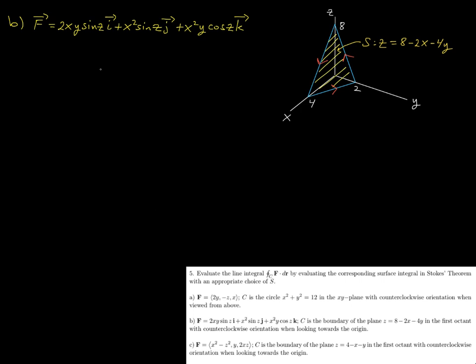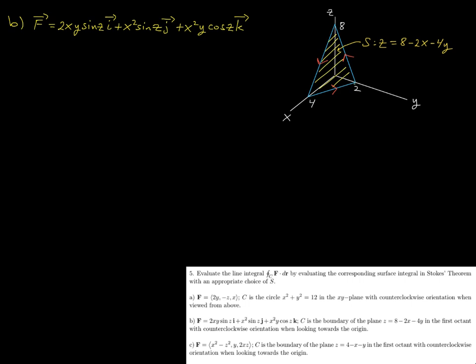So here, our vector field F is 2xy sin z i plus x² sin z j plus x²y cos z k. And C here is the boundary of the plane z = 8 - 2x - 4y in the first octant with counterclockwise orientation when looking towards the origin. Okay, so our curve C here is the curve in blue.